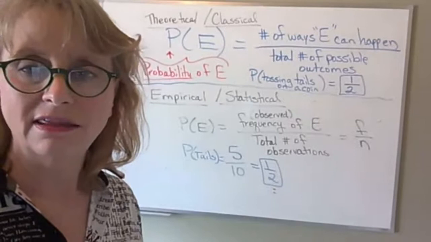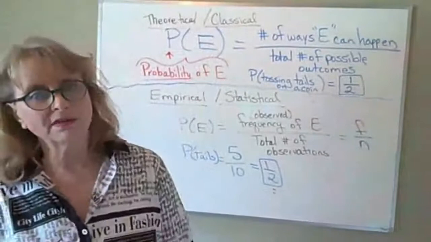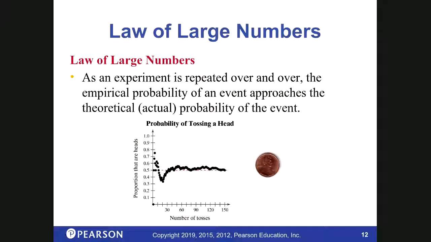Okay, then this slide. Remember, I was just talking about the law of large numbers. That's what this slide is about. It says, as an experiment is repeated over and over, the empirical probability will approach and eventually kind of level out to the theoretical or actual probability.